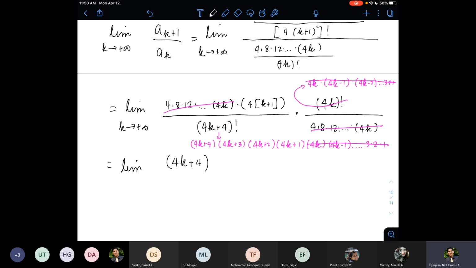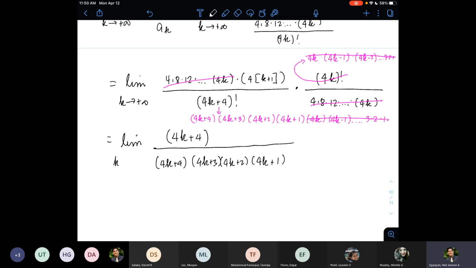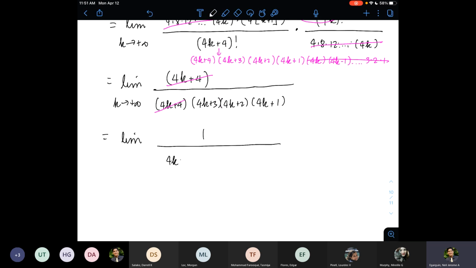So in the denominator, we'll be left with 4k plus 4 times 4k plus 3 times 4k plus 2 times 4k plus 1. All right. Take the limit as k approaches infinity. Oh, I still can't cancel 4k plus 4 with this guy. So we'll ultimately be left with a limit of 1 over 4k plus 3, 4k plus 2 times 4k plus 1 as k approaches infinity, right?